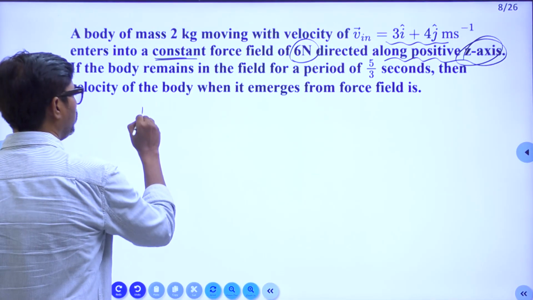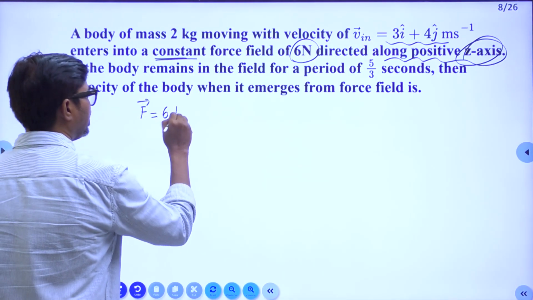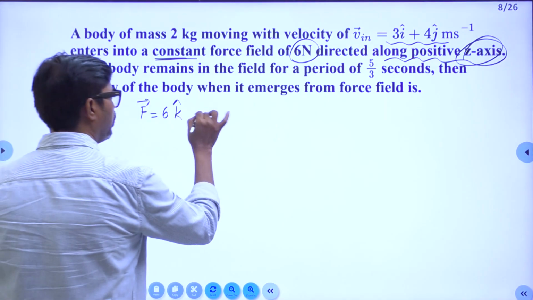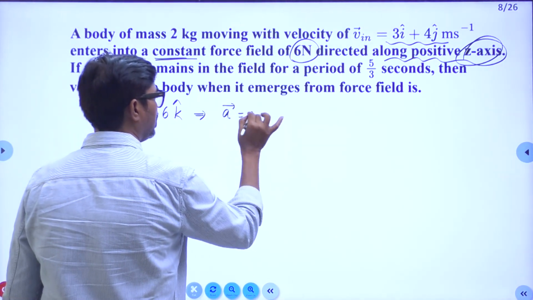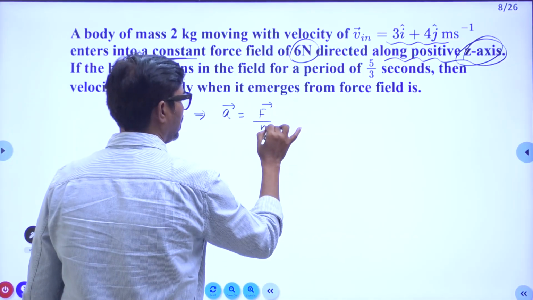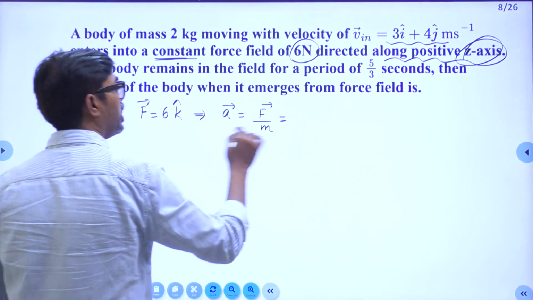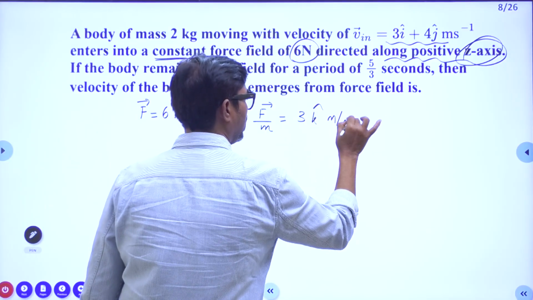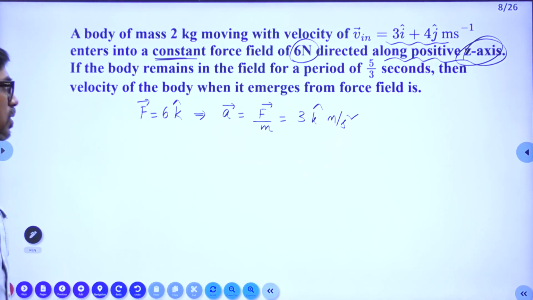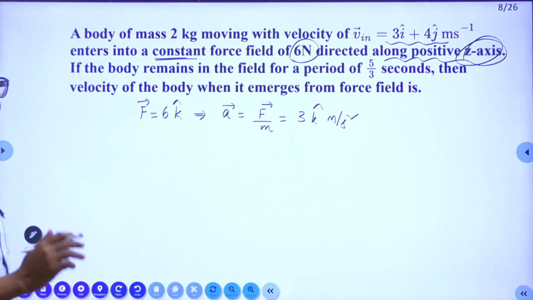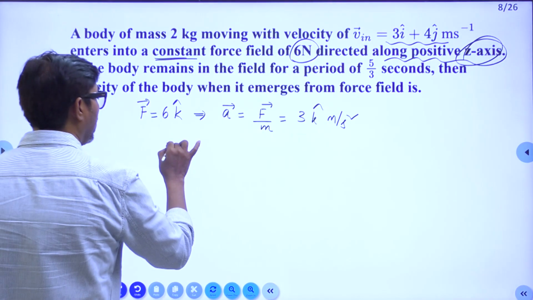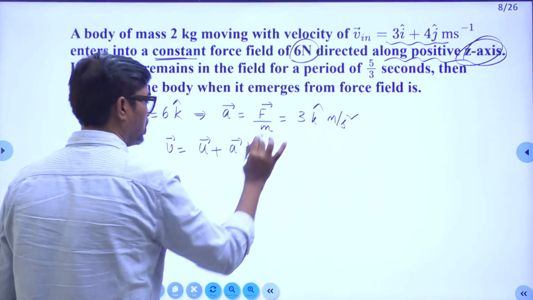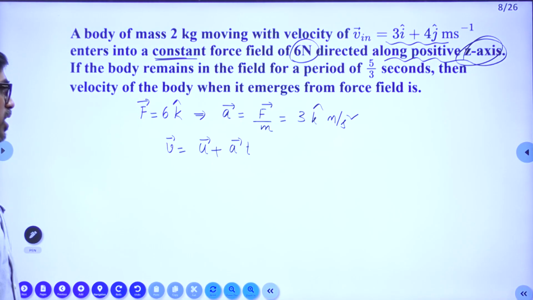Okay, so we have force, which is 6 k cap Newton, a constant force. Once I have force, I can calculate acceleration, that is force upon mass, which is 6 divided by 2, which is 3 k cap meter per second squared. So I got acceleration also. Now they are asking you to find the final velocity. So final velocity equals initial velocity plus acceleration into t. Acceleration is constant, so I can use these kinematic equations.